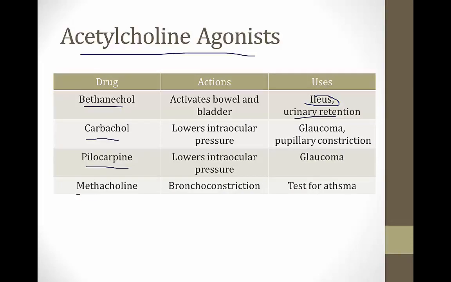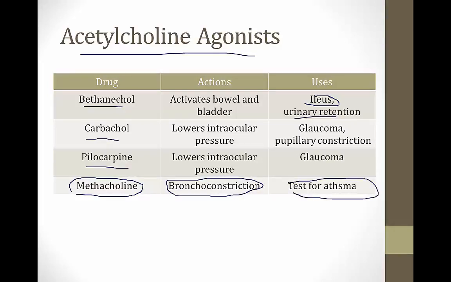And then finally, methacholine is a drug used by pulmonologists. They have patients inhale it, and they monitor them for bronchoconstriction. If they develop significant bronchoconstriction, it can be a way to diagnose that someone has reactive airway disease and something like asthma. And these are all related to the properties of these drugs in activating acetylcholine muscarinic receptors.